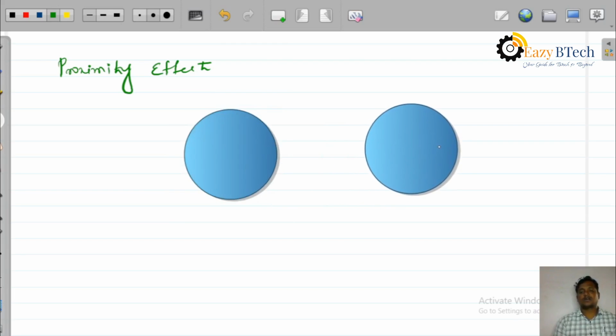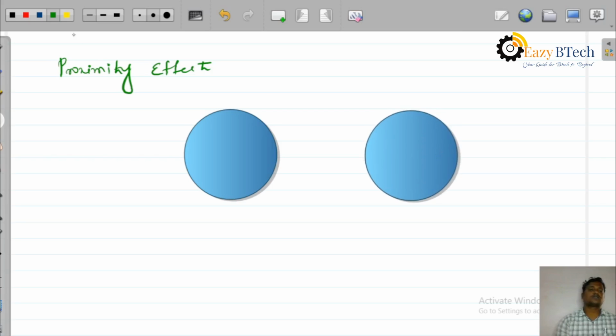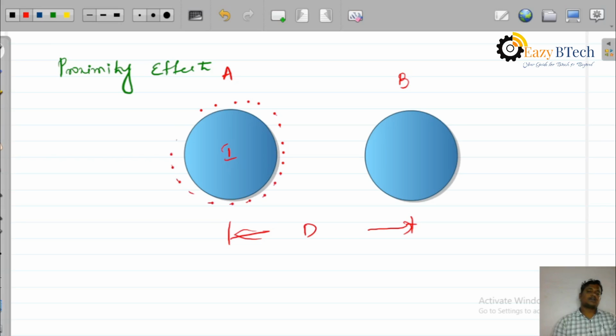Assume that here we have two conductors, conductor A and conductor B, with a small distance between them. The current flowing through this conductor produces flux. Any current carrying conductor generates flux. Then observe in B, it is divided into two parts, a shaded part and an unshaded part. The shaded part is near to this flux.